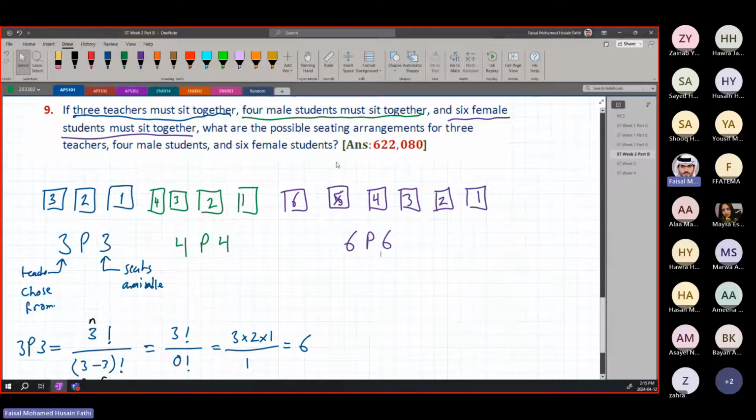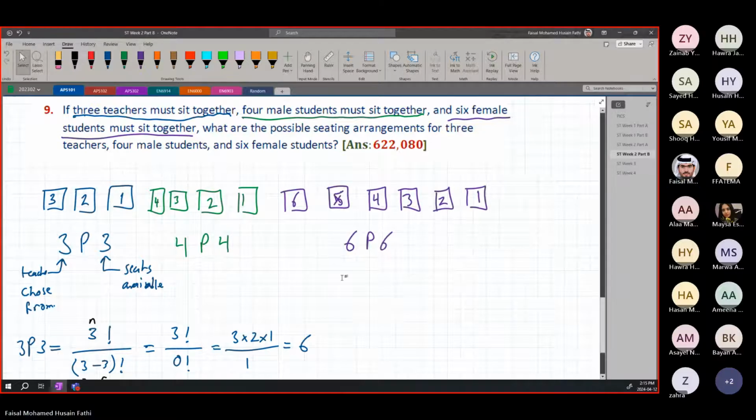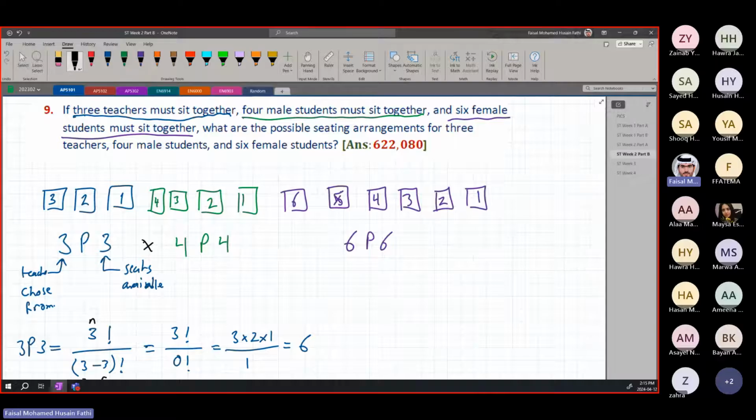The reason we have 6 seats to choose from is because if you notice, the question says, what are the possible seating arrangements for 3 teachers, 4 males, and 6 female students? So we are going to be selecting from the whole bunch. If here, for example, it said 5 female students, this wouldn't be 6, this would be 5. But in this case, it is saying we have 6 female students we will be seating. So all 6 seats are available. And simply, we're just going to be multiplying all of these.